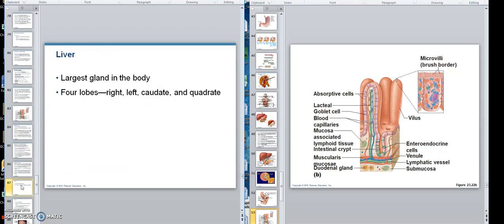Now we're going into the liver. So we did the small intestine. Now we're going to the liver. I'm going to do a separate one on the liver so I can label it liver.